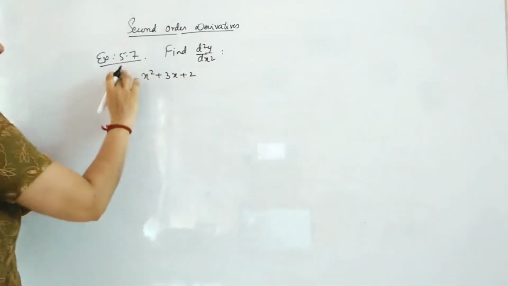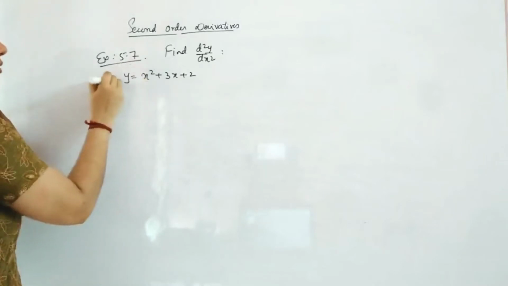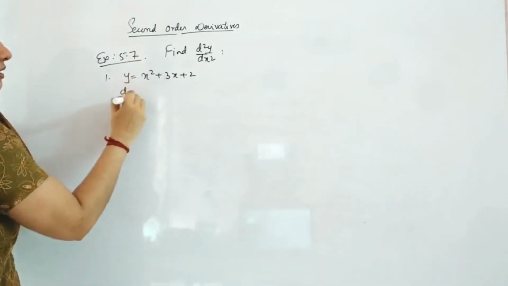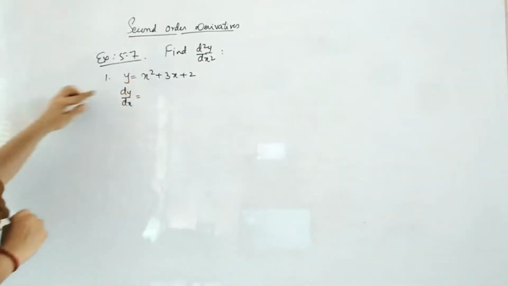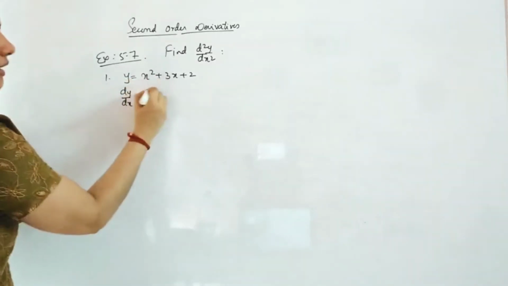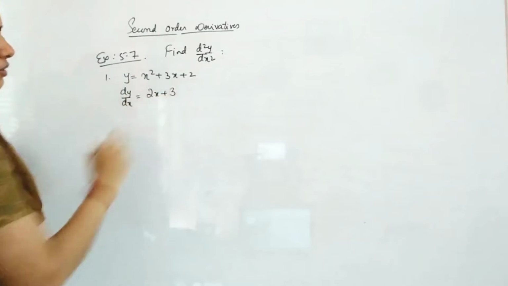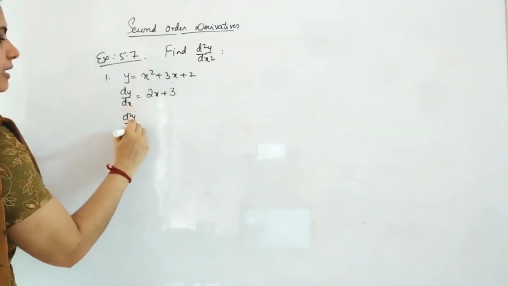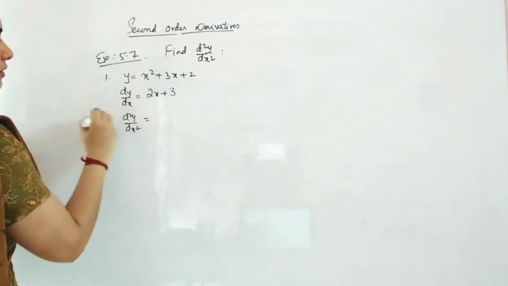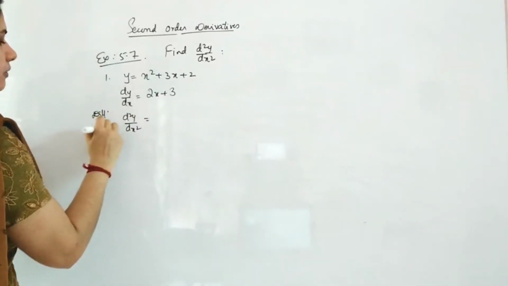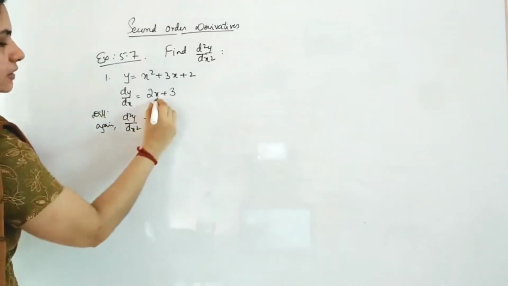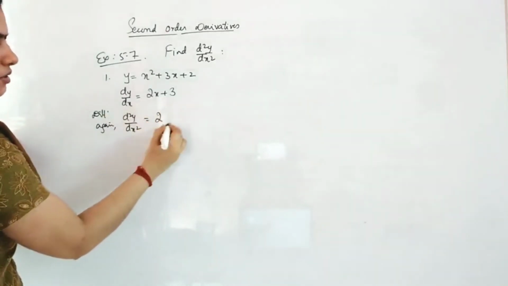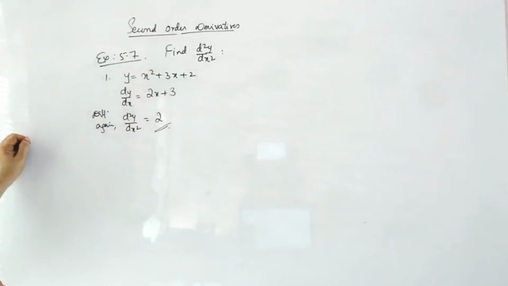So make it as your y equal to. Then only you can write dy by dx, right? So this is the first derivative, differentiating with respect to x. Here you will get 2x plus 3. Now again differentiating, d square y by dx square. Derivative of 2x is 2, derivative of 3 is 0. So you will get only 2 here.